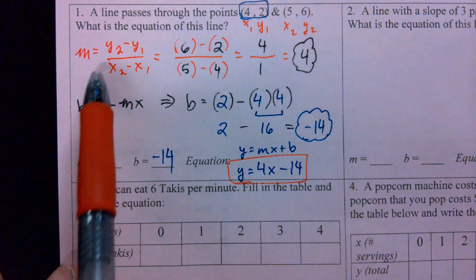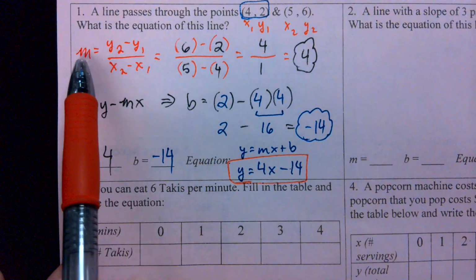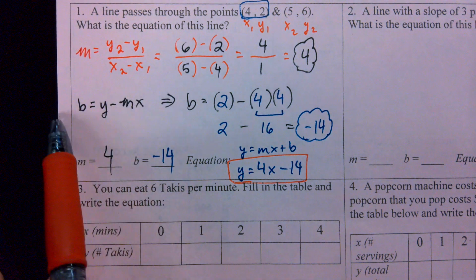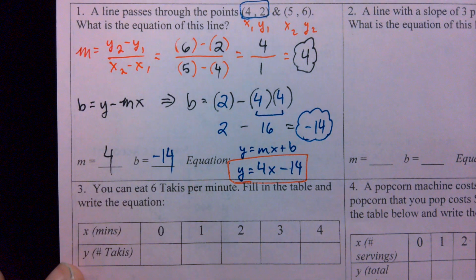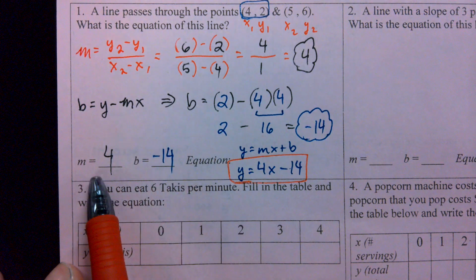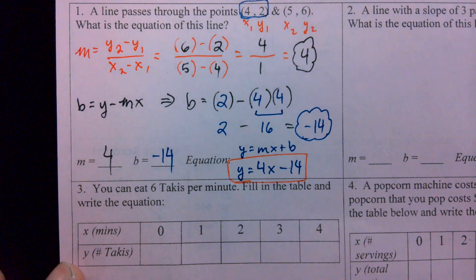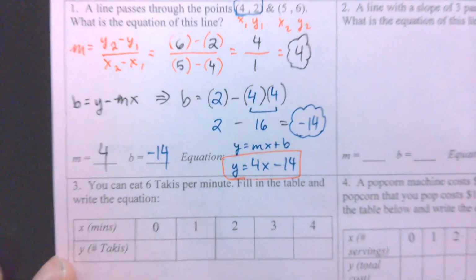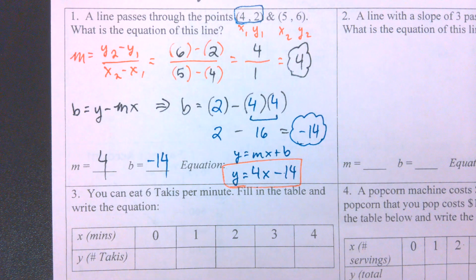Three steps. Find the slope using the slope formula. Find the b by using our restructured slope-intercept form. And then once you have m and have b, you just plug them into our equation. Oops, there we go. I'm going to make it brighter.